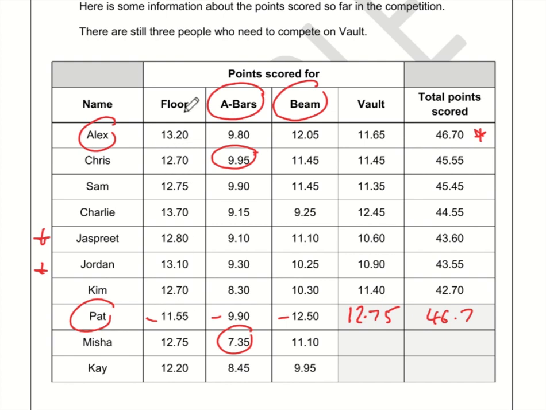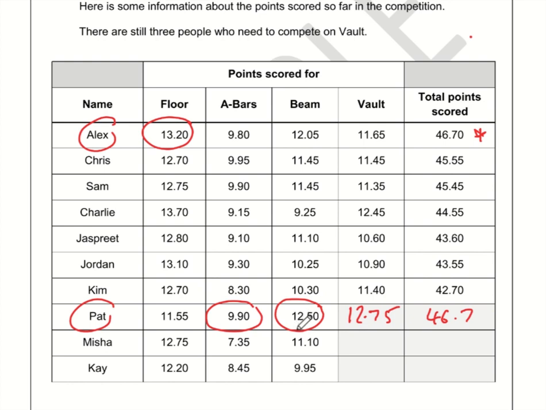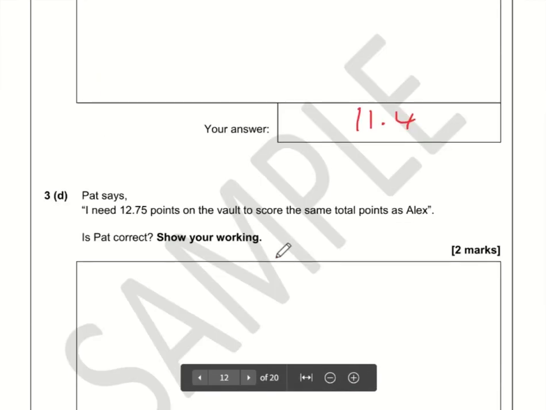So let's compare their floor. So on the floor, Alex has won. On the A bars, Pat has won. Actually, let me just get rid of everything that I don't think is necessary anymore. Let's start that again. So on the floor, Alex has won. On the A bars, Pat has won. On the beam, 12.05, 12.50. So Pat has won there. And on the vault, 12.75 is greater than 11.65. So Pat has beaten Alex there 3-1. So Pat is the overall winner.